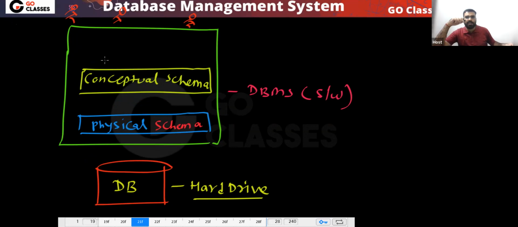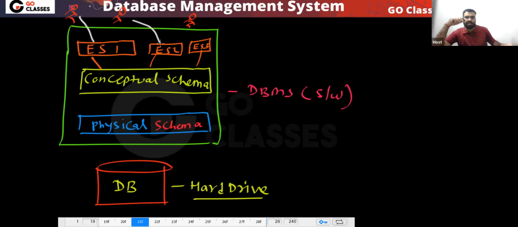And the final point: different users must see different data. External schema 1, external schema 2, external schema 3. This user can see this data, this user can see that data. Is this clear to everyone? The three levels of schema. Is this understood?